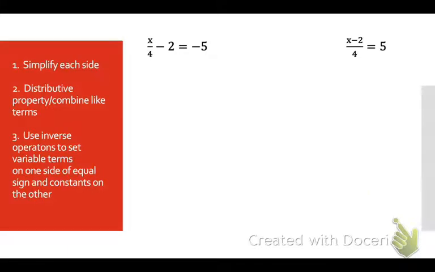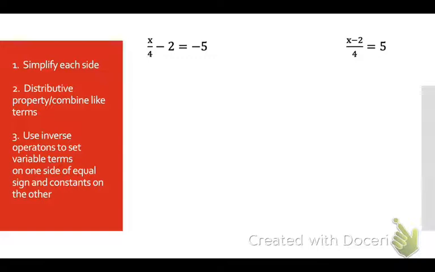Let's continue with the next problem. So we have x divided by 4 minus 2 equals negative 5. There's nothing that we can simplify on either side of the equal sign, nothing to combine, no numbers to distribute across a parentheses. So let's jump down to number 3. We're going to start undoing the math that's happening to x.